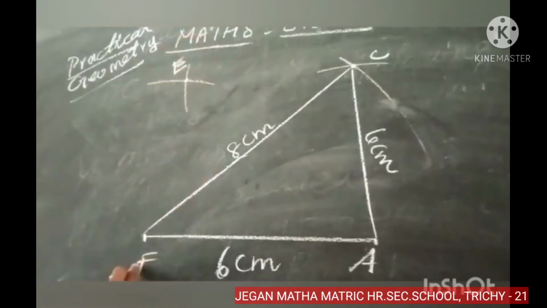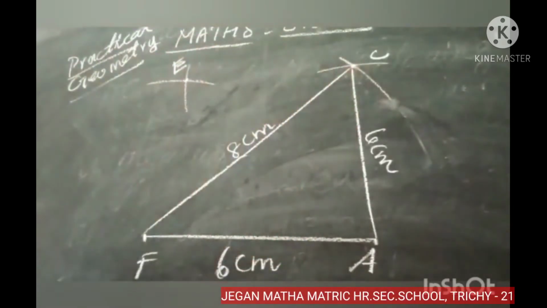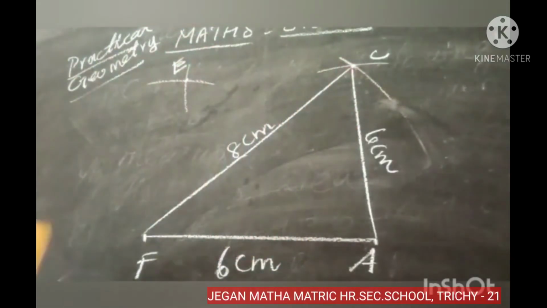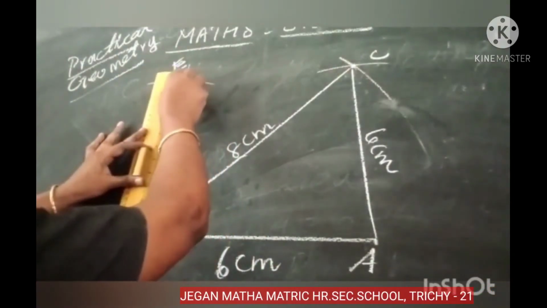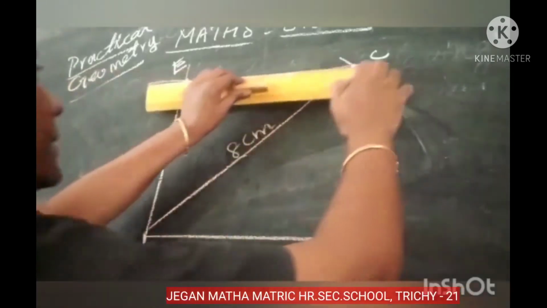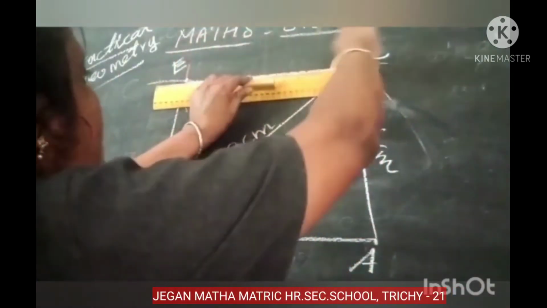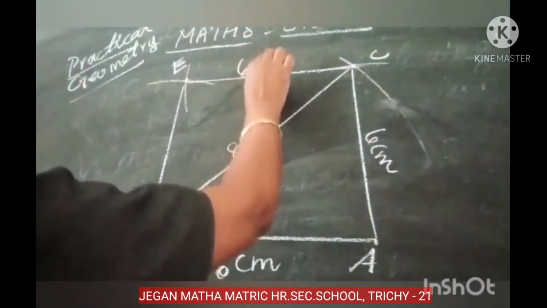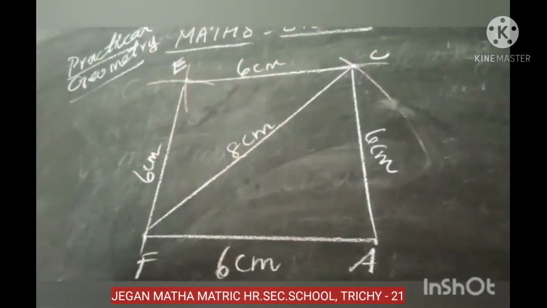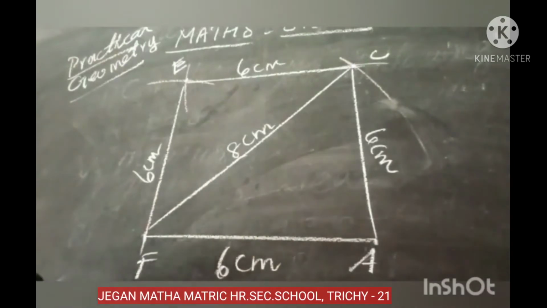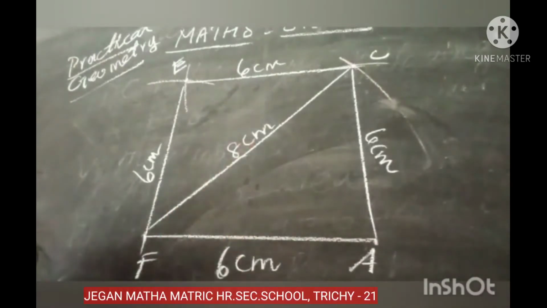Now FACE, then the 4 points are over. Now you can join FE. Here EC, you can join this. Here also 6 centimeter, then 6 centimeter. Now the rhombus picture is over. Here the diagonal is 8 centimeter measurement.